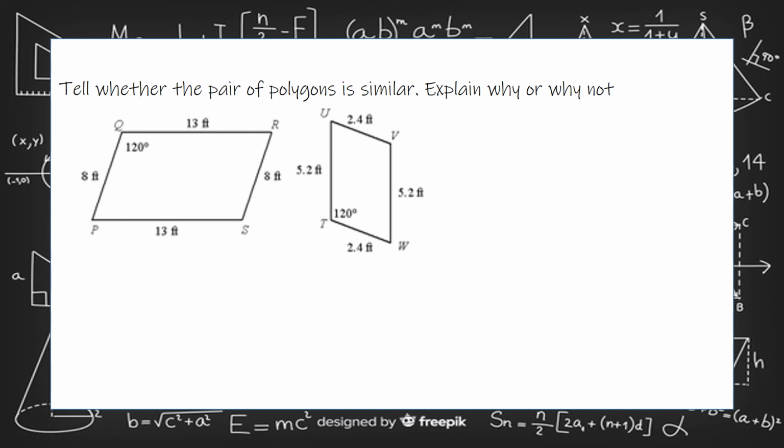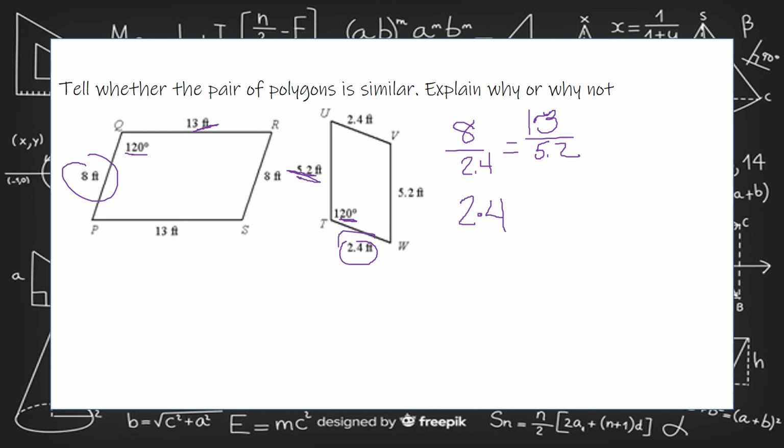Tell whether the pair of polygons is similar. Explain why or why not. So we see the 120 degrees here and here. So I'm going to build a ratio of the first polygon to the second. And here's another side length. That is the second polygon, so it needs to go on the bottom. And it matches up with this 13 there. There we go. So then I'm going to cross multiply.